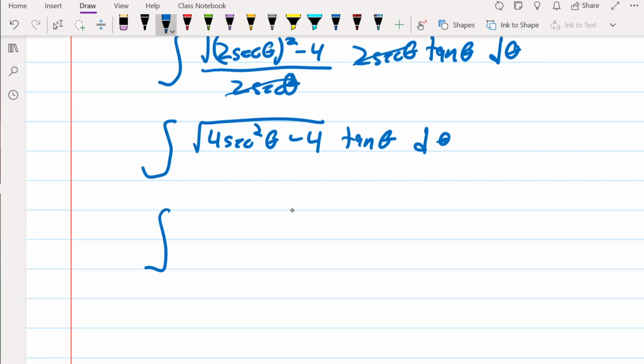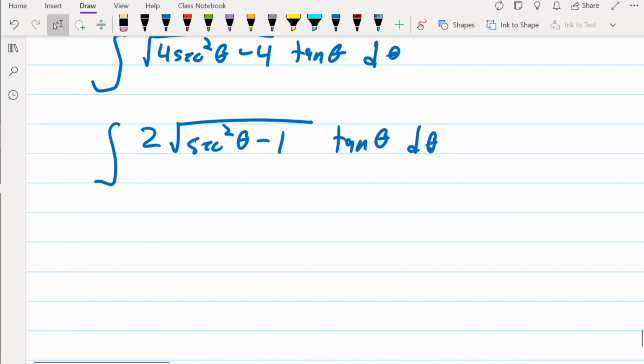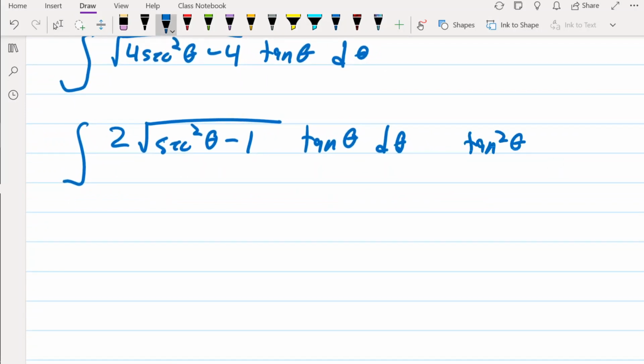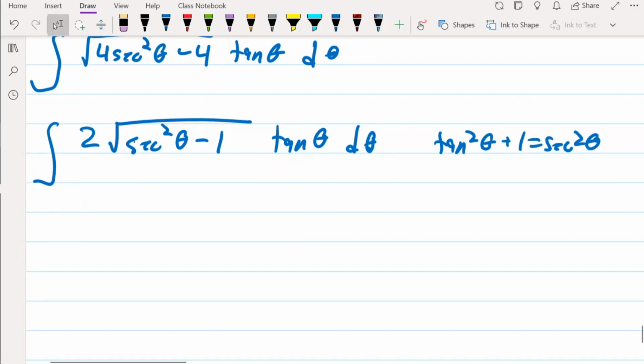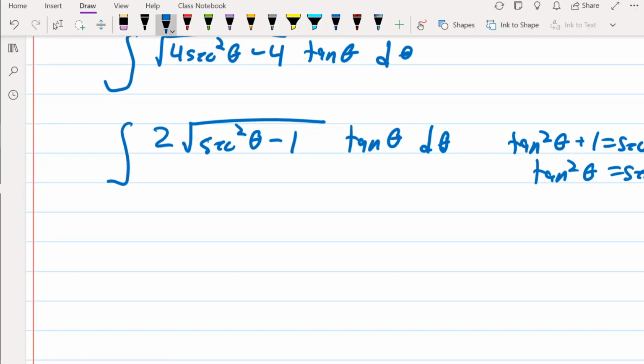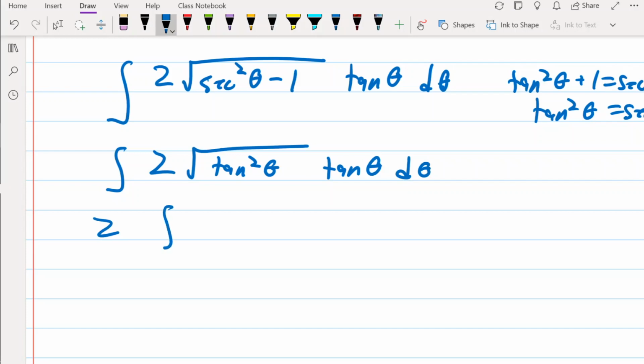So we can take the 4 out, and because the square root of 4 is 2, it'll be 2 times the square root of secant squared theta minus 1 times tangent theta d theta. From here, we will use our trig identity, in which tan squared theta plus 1 equals secant squared theta, and then tangent squared theta equals secant squared theta minus 1. So we're going to get 2 times the root of tangent squared theta times tangent of theta d theta. We can take that 2 out to the front, and when we take the square root of tangent squared theta, where it is positive, between negative pi over 2 and pi over 2, we're going to get 2 tangent theta times tangent theta d theta.